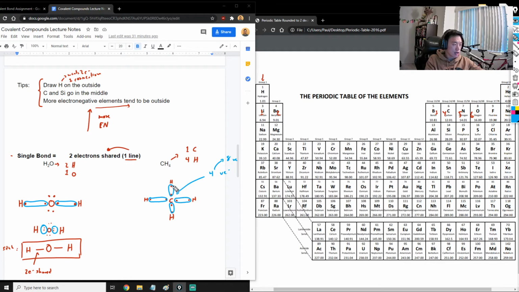And as they do that, all the hydrogens, if I cover up the carbon, all the hydrogens have 2. But if I cover up all the hydrogens, you're going to see that the carbon has 8 valence electrons.